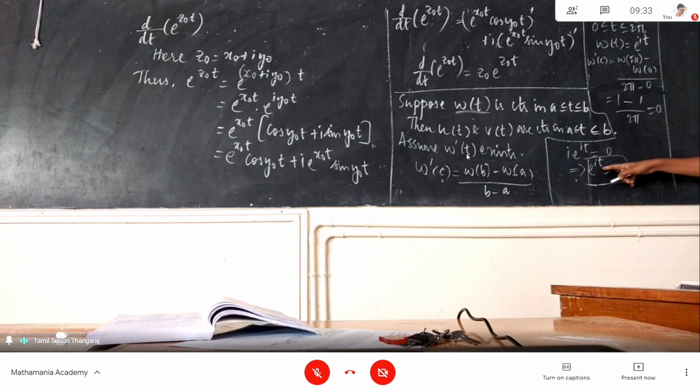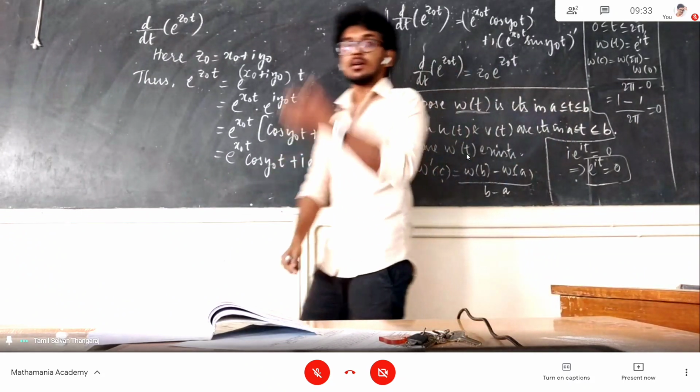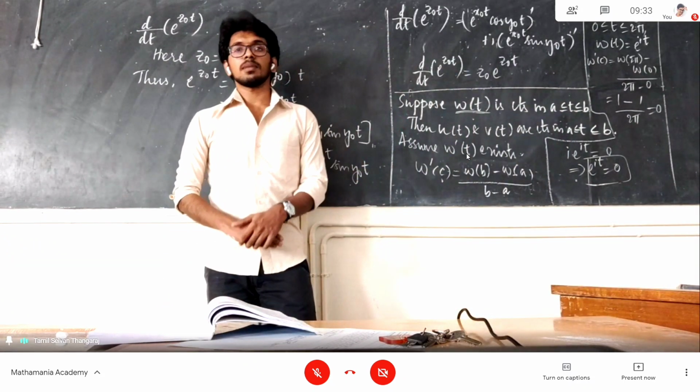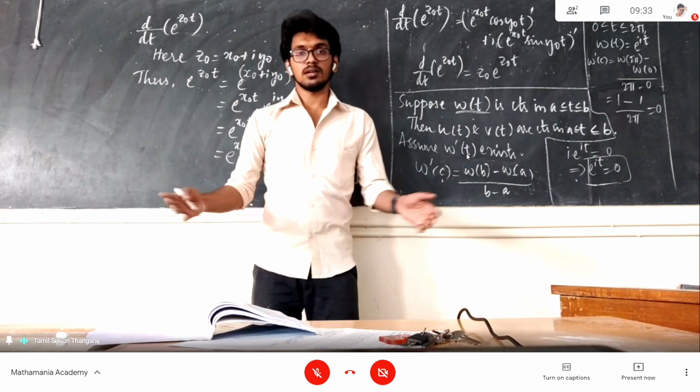Because if it has to happen, iota times t would have to be minus infinity, and then you would get this quantity to be 0. But that can never happen in this interval. That is why we come to the conclusion that the mean value theorem fails to hold in the complex analysis case. So this is the agenda for this lecture.